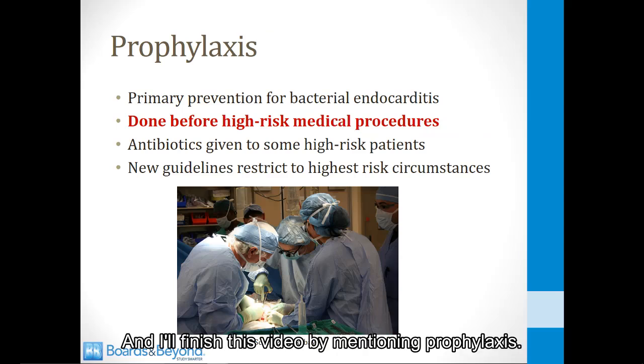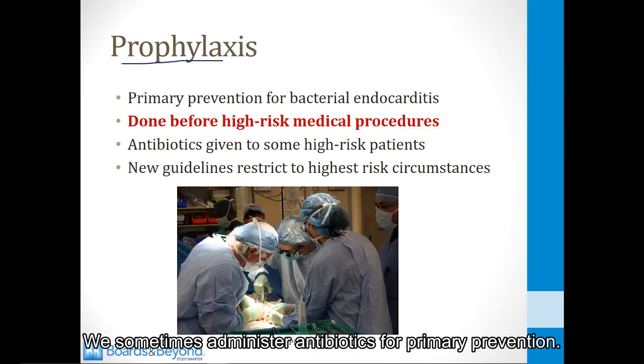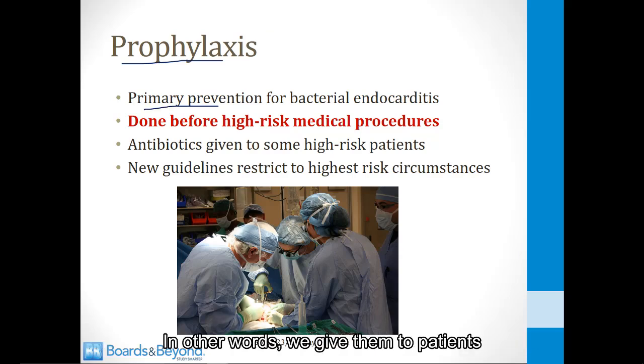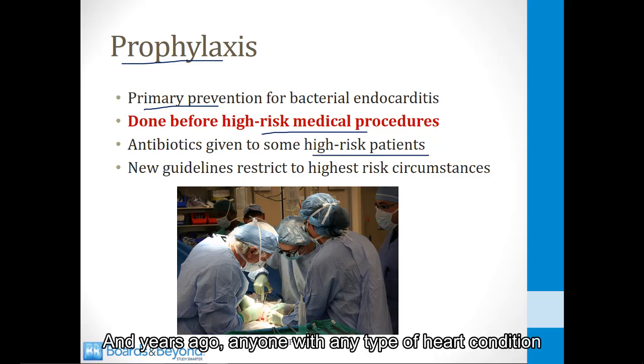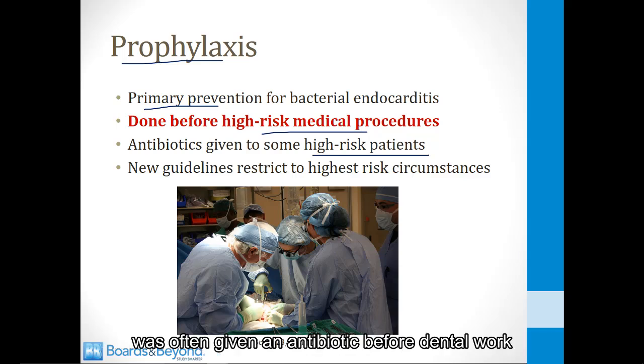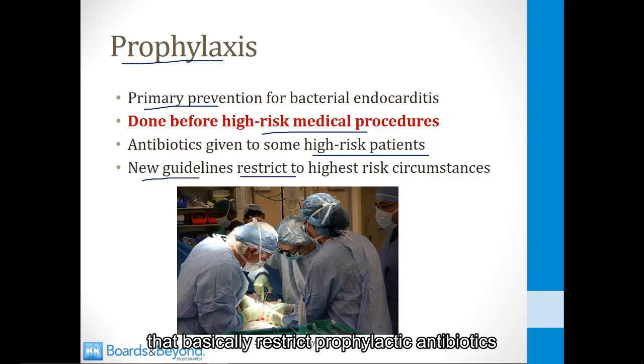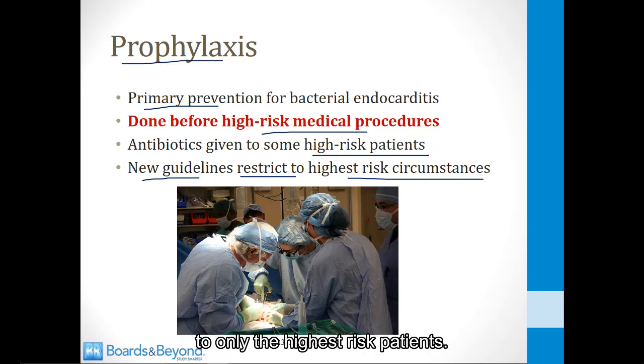And I'll finish this video by mentioning prophylaxis. We sometimes administer antibiotics for primary prevention. In other words, we give them to patients who do not yet have bacterial endocarditis, but we think they're at high risk. It's done before high-risk medical procedures that commonly lead to endocarditis, and it's only given to patients who are at very high risk for developing endocarditis. And years ago, anyone with any type of heart condition was often given an antibiotic before dental work or other procedures. There are now new guidelines that basically restrict prophylactic antibiotics to only the highest risk patients.